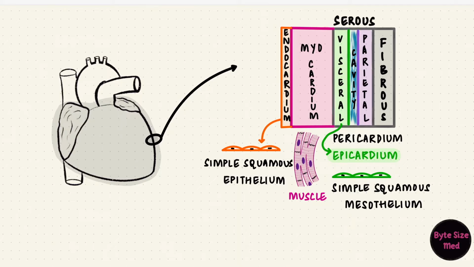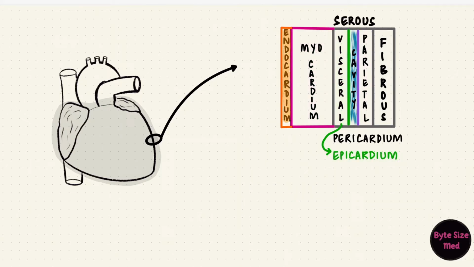So from inside out, we have the endocardium, the myocardium, the epicardium or the visceral layer of the serous pericardium, the pericardial space, then comes the parietal layer of the serous pericardium, and finally the fibrous pericardium. Those are the layers of the heart from inside out.